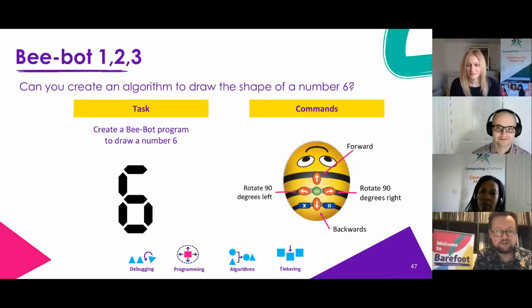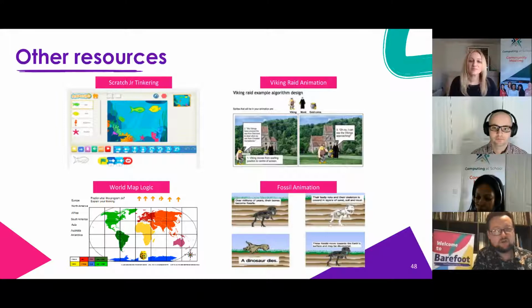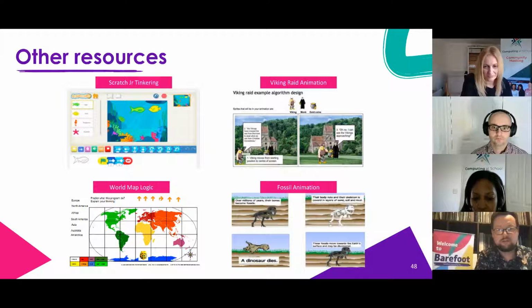So that's an example there of one of the programming activities that we've got. We have lots, and as I said, they all link to areas of the curriculum. So I mentioned the Viking animation, which you can see there. We've got fossil animations. We've got geography-based world map logic.